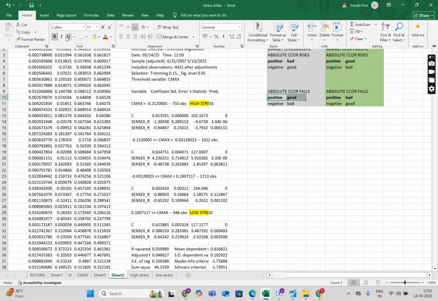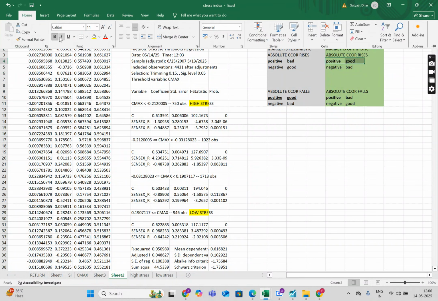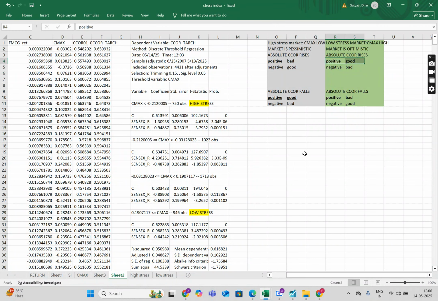So now I will underline the part. So here it is. And in the case of low stress market, that is when the market is doing good, my conditional correlation is positive. I already know that. And my conditional correlation is rising. So that is a good indicator. So this is what will be our conclusion.